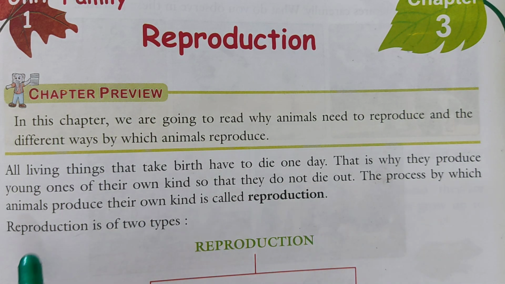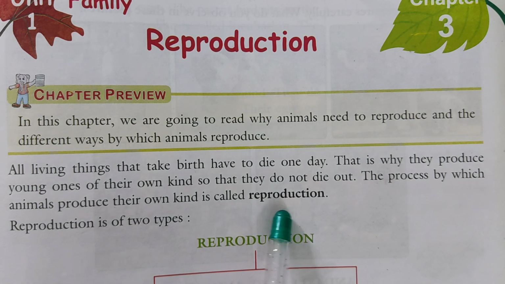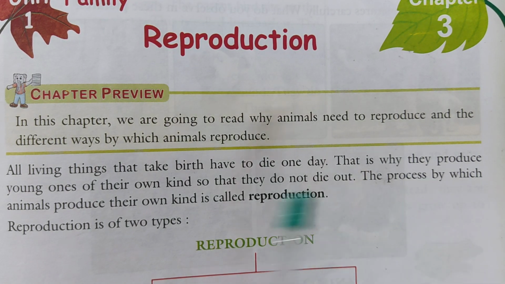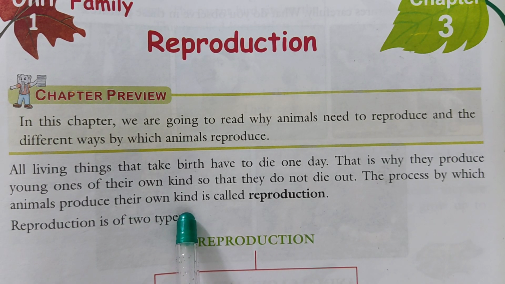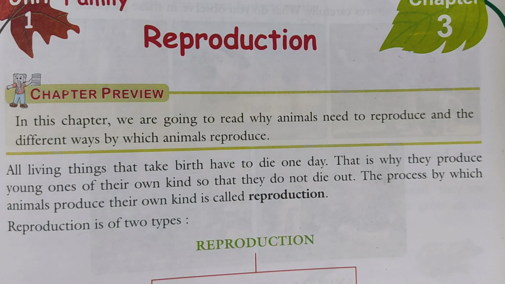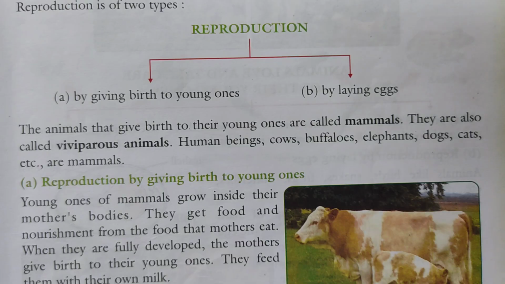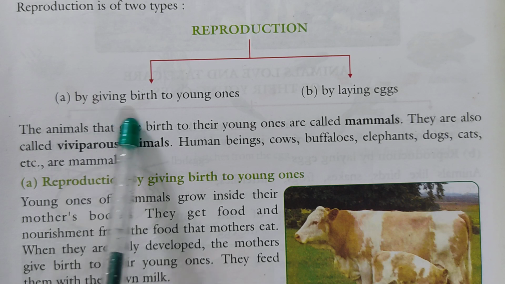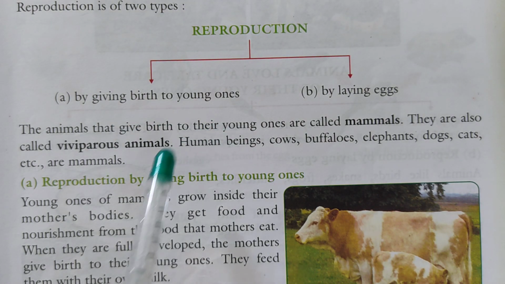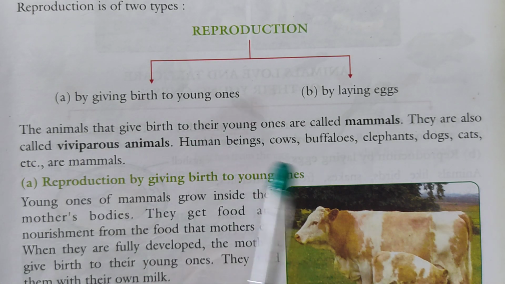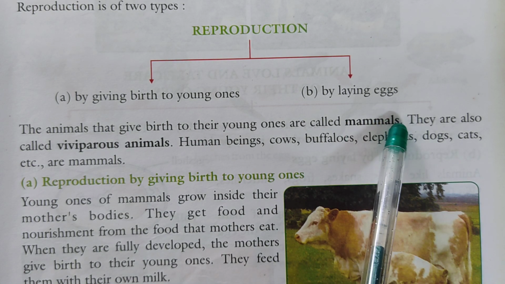The process by which animals produce their own kind is called reproduction. Now see, reproduction is of two types. How many types of reproduction are there? Two types. How do animals reproduce? The first is by giving birth to young ones, and the second is by laying eggs.